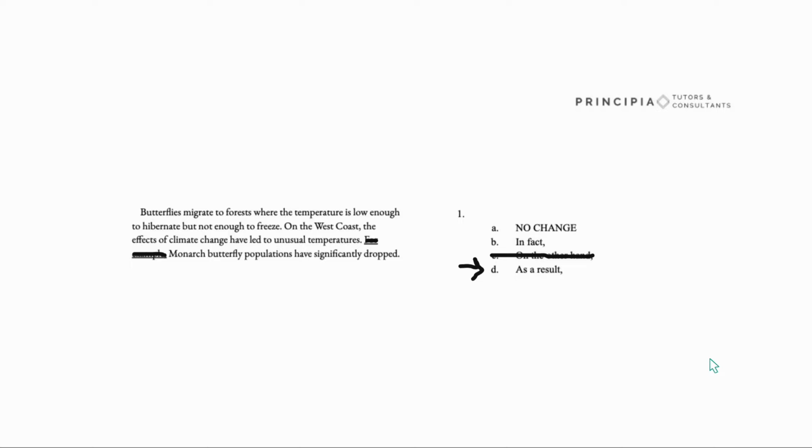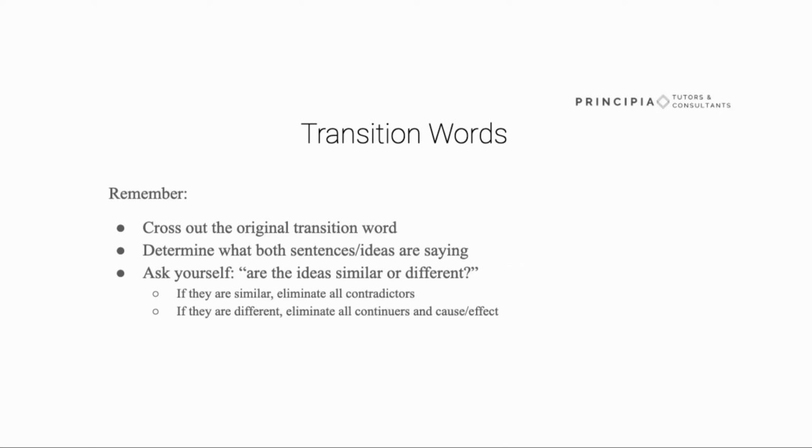Now, let's discuss what we reviewed today. Remember, we want to first cross out the original transition word to avoid any bias towards a particular transition word. Next, we want to determine what both sentences or ideas in front of or after the transition word say. We also want to ask ourselves, are the ideas similar or are they different? If the ideas are similar, we can eliminate all contradictors. If they are different, we can eliminate all continuers and cause and effect words.